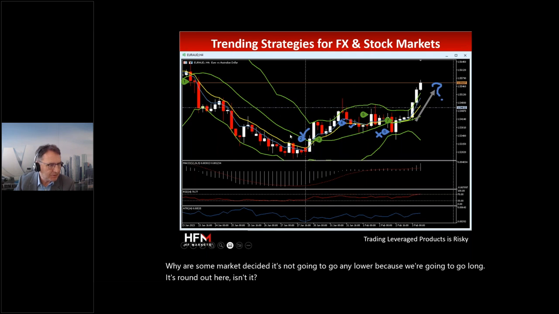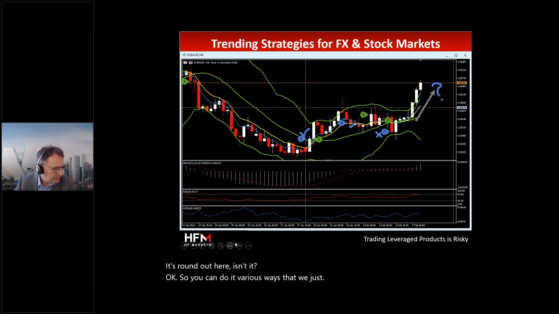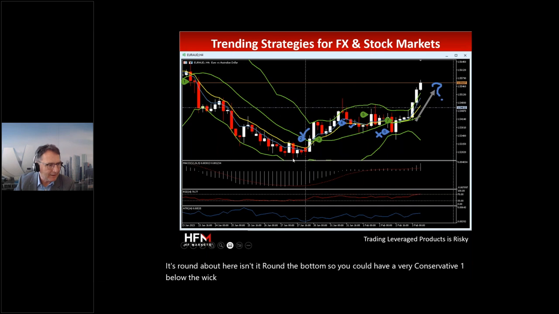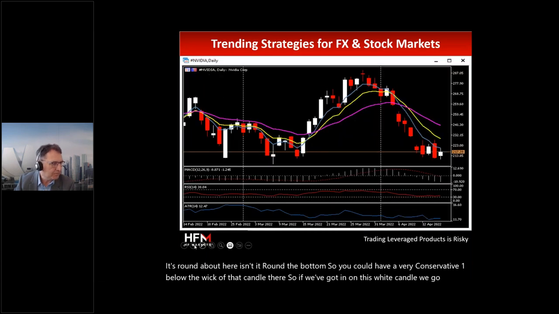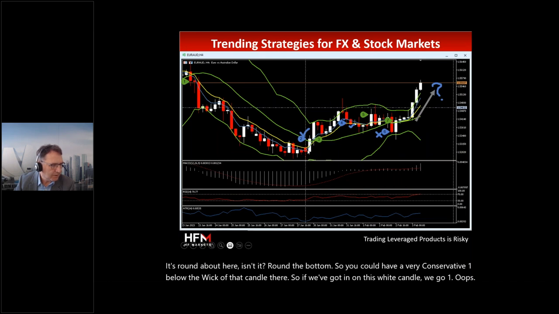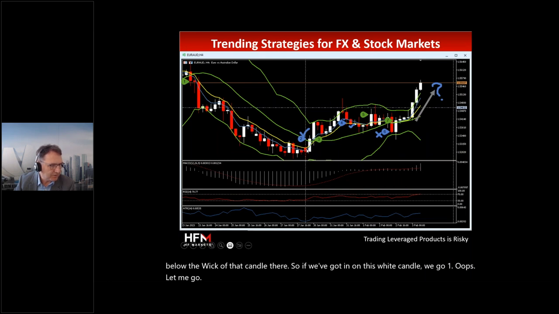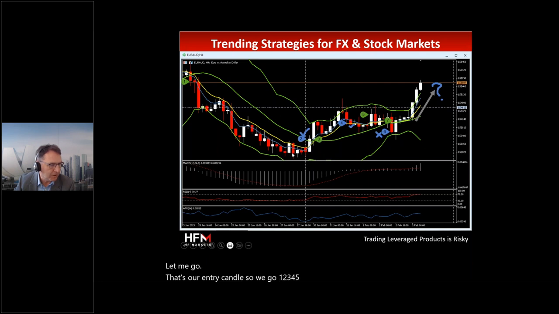Okay, so you can do it various ways. It's round about here, isn't it? Round the bottom. So you could have a very conservative one below the wick of that candle there. So if we've got in on this white candle, that's our entry candle. So we go one, two, three, four, five. So the low point of the five candles is down here.